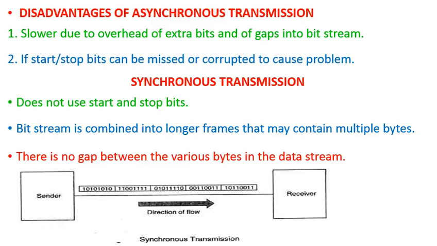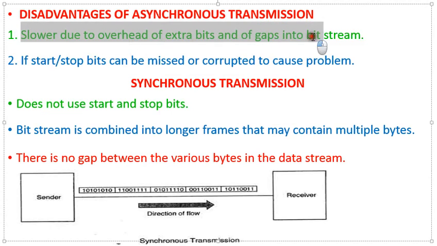Now, what are the disadvantages of the asynchronous transmission mode? One of the disadvantages is the fact that it is slower. What makes it slow is the fact that we have extra bits that are used for telling the receiver that this is the start and this is the end of a character. And of course, as we have seen from the previous diagram, there is a gap between one character and the next, and this is the reason why the method is comparably slow.